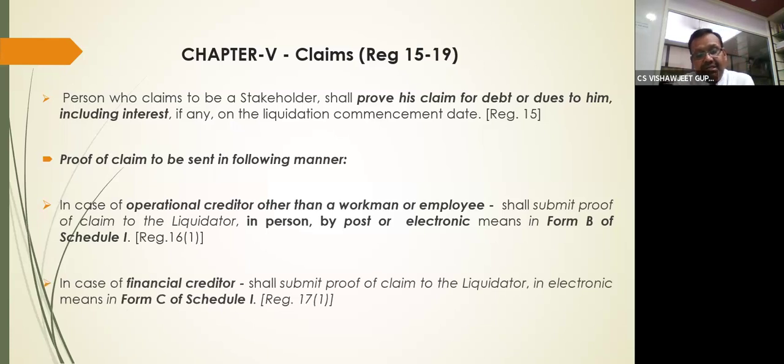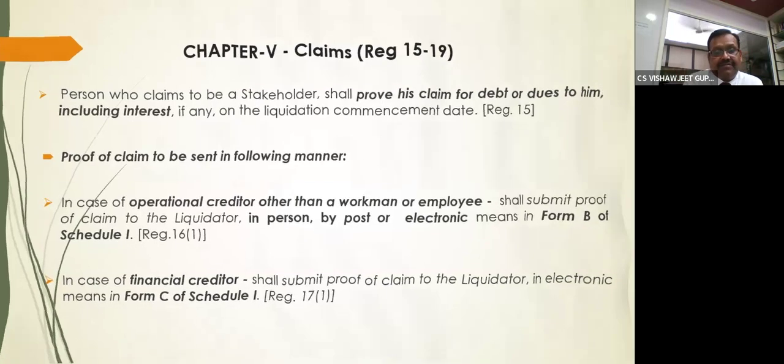And in case of financial creditor, Form C of Schedule 1, but in electronic means only, shall submit proof of claim to the liquidator in electronic means. Regulation says in electronic means, but in case of operational creditor, in person, by post or electronic means, but here only in electronic means.